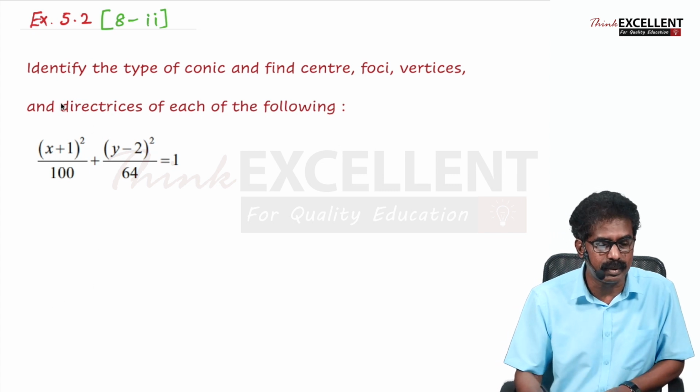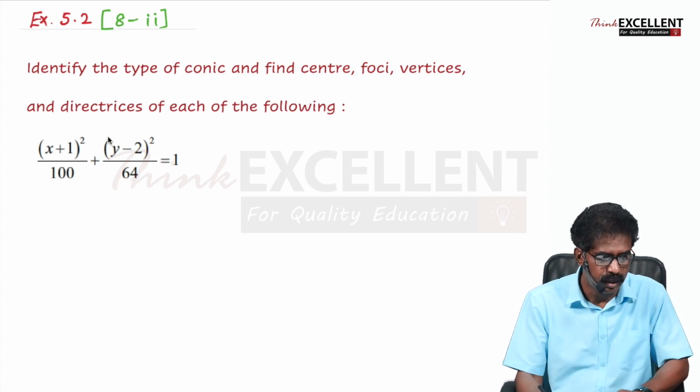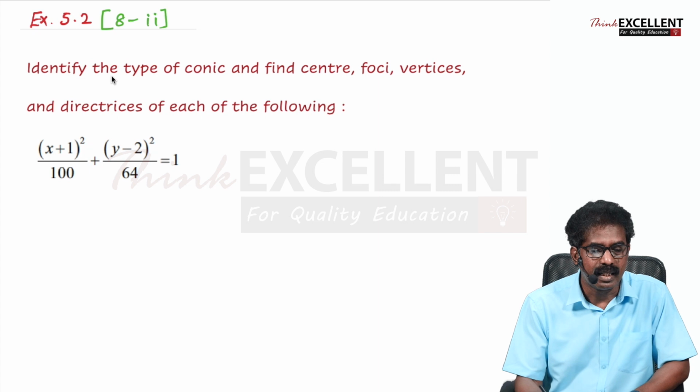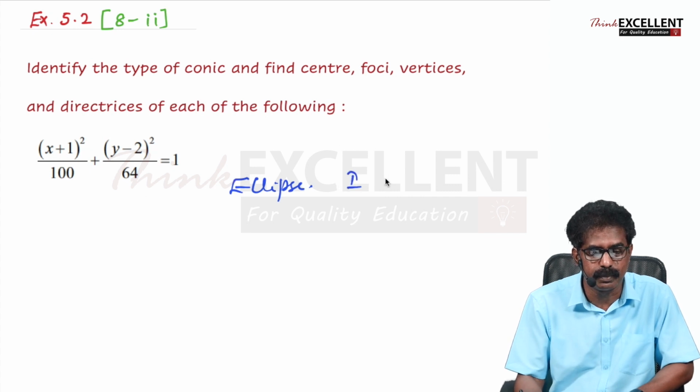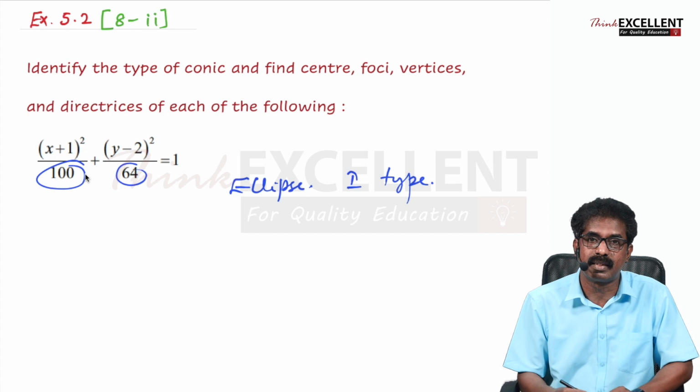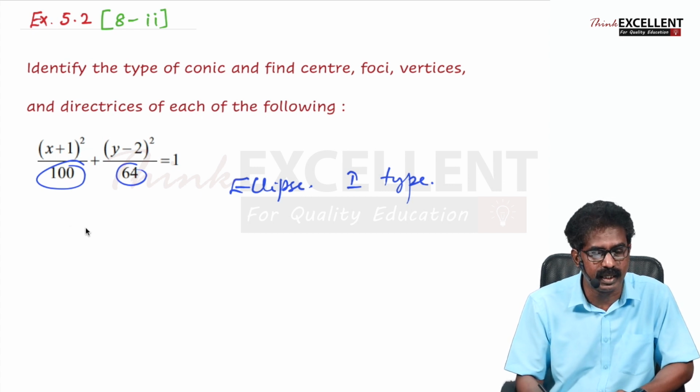Okay, look at the same type. Another question you see. Listen, what is given here? Identify the type of conic. So you know x square by a square, y square by b square equal to 1. So it is an ellipse. You write it properly. Which type? First type. How do you know it is first type? Greater, smaller, right? So this is the first type.